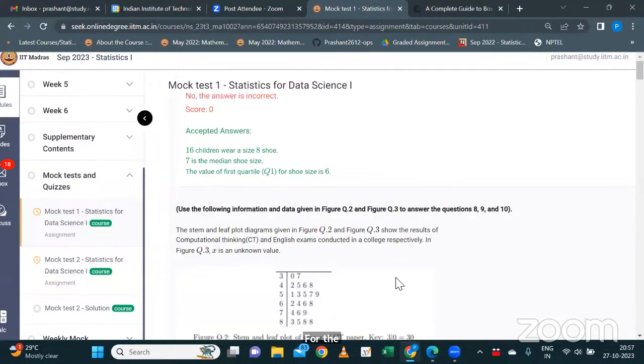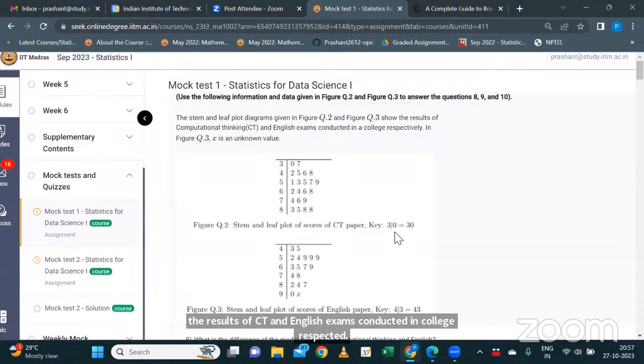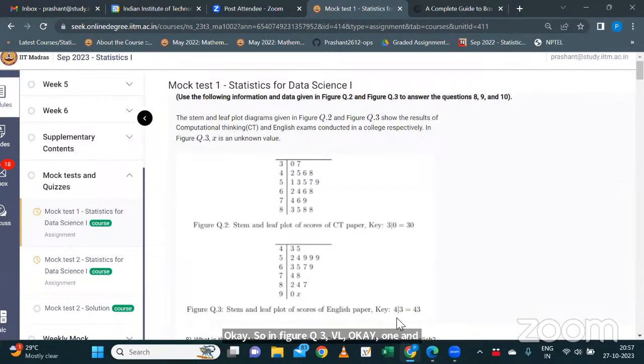So let's come to this part of the question. We have to use this information to answer questions number 8, 9, and 10. We have two stem and leaf diagrams which show the results of CT and English exams conducted in a college respectively. In figure Q3 we have one unknown value. You can see a key has been provided: 3/0 means 30, 4/3 means 43. The key will be provided to you.